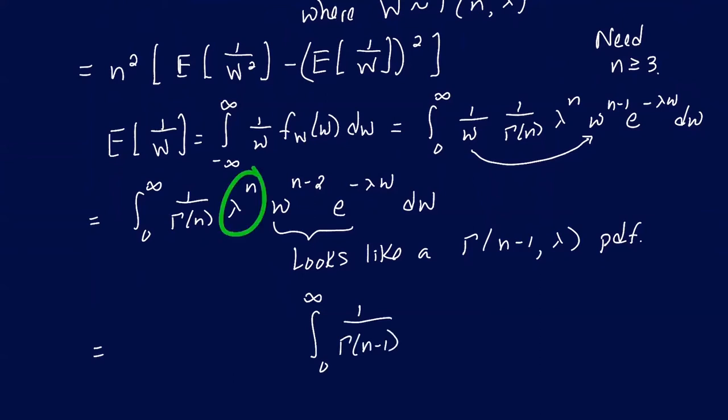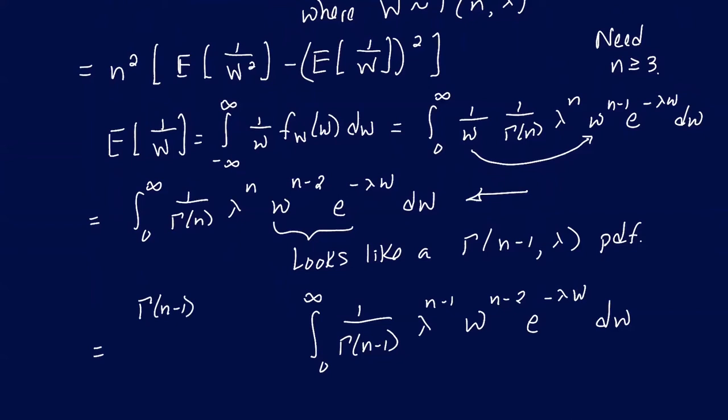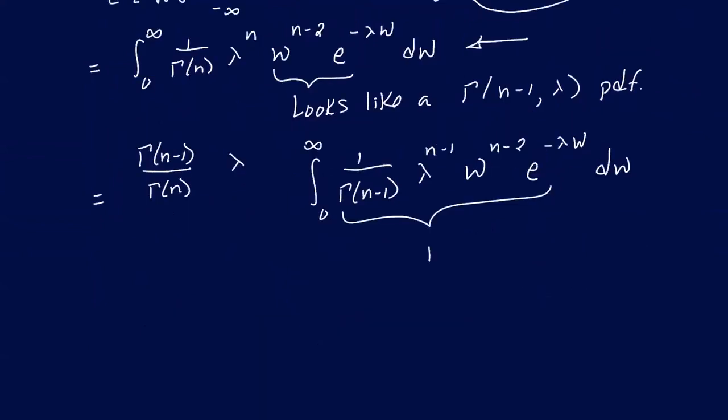I'm going to need this lambda to the n to be lambda to the n minus 1, and then I'm going to write the rest out. And obviously that's not equal to the line above. So I need to manage constants to make it equal to the line above, which means I'm going to need to put in front a gamma of n minus 1 over a gamma of n and pull out a single lambda. So that's what makes this line equal to the previous line. Now I am integrating a gamma n minus 1 lambda PDF, and that integral is going to be 1. So we get gamma n minus 1 over gamma n lambda.